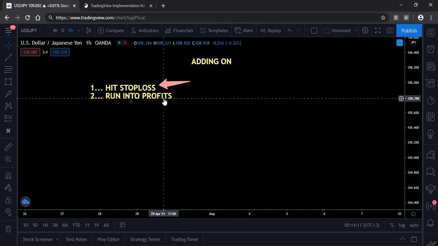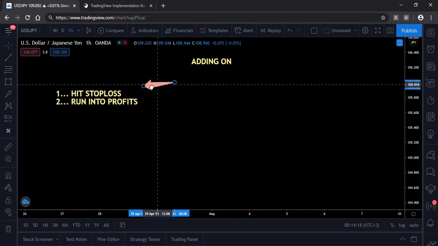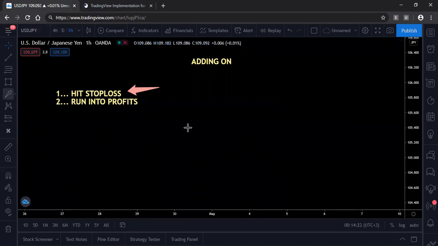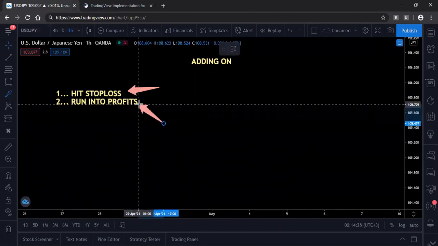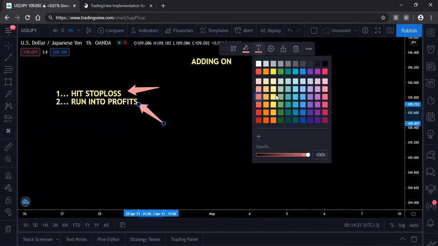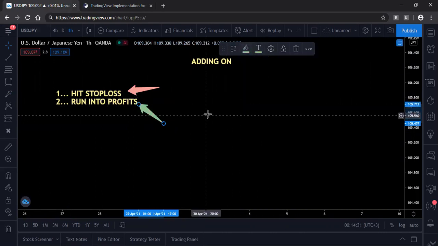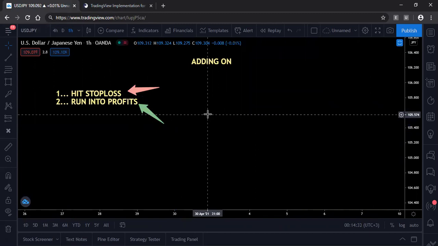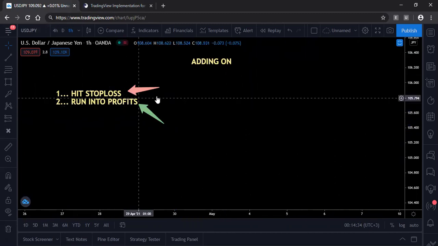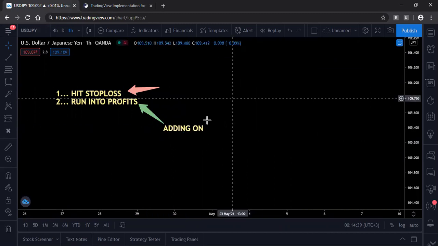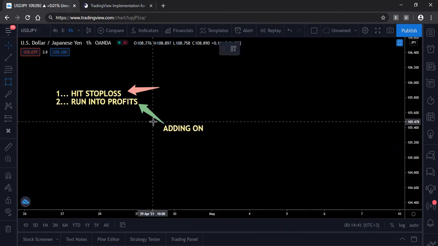But if a trade goes into profits, like scenario 2, what you should do is try to maximize it the best way you can to make more money out of that trade. And one of the best ways to make money if a trade runs into profit is by adding on. By adding on, okay?